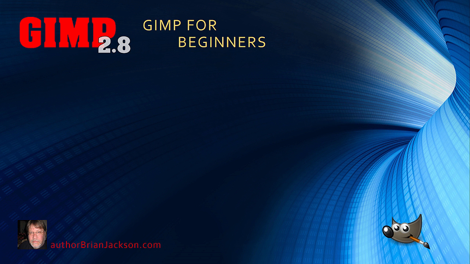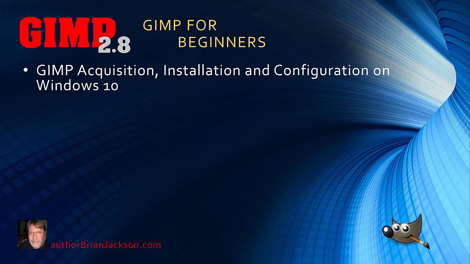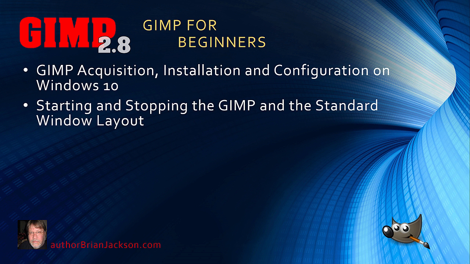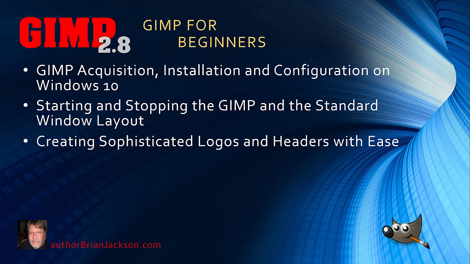Now let's go over the topics we'll be covering in this course. First, we'll look at the acquisition, installation, and configuration of the GIMP on Windows 10. Now the installation is pretty standard, and you should be able to repeat it on Mac OS or Linux should you be using those operating systems instead. Next, we'll look at starting and stopping the GIMP to make sure you don't get stuck in it. We'll also look at the standard Windows layout and how to achieve it, and what each of the windows do in the GIMP.